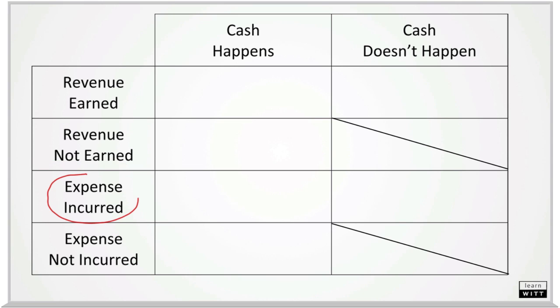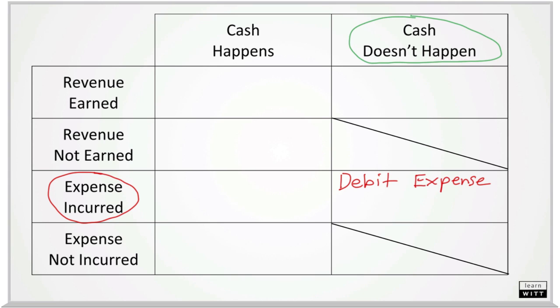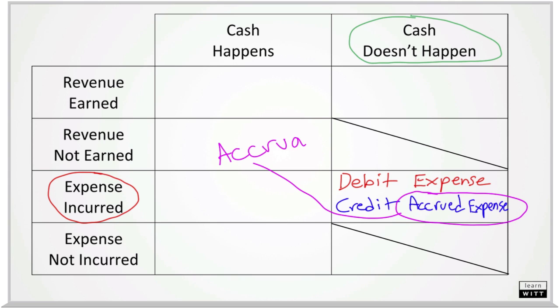If an expense is incurred and the cash expenditure also takes place, then you simply debit an expense account and credit a cash account. If an expense is incurred, but the corresponding cash expenditure has not yet happened, you debit an expense account and credit an accrued expense account, which is an accrual account, because cash has not yet been spent and an expense has been incurred. An accrued expense is a liability account.